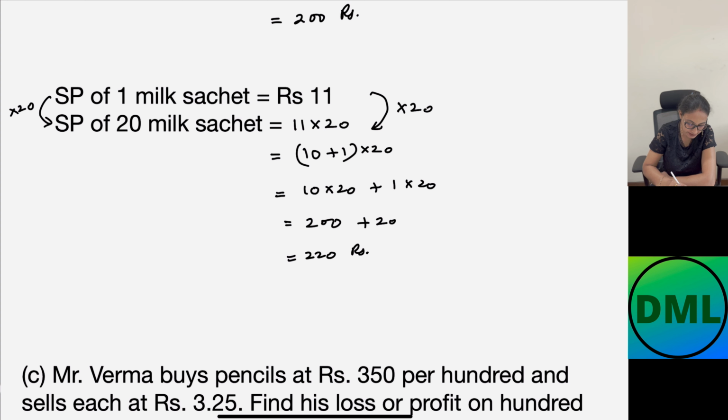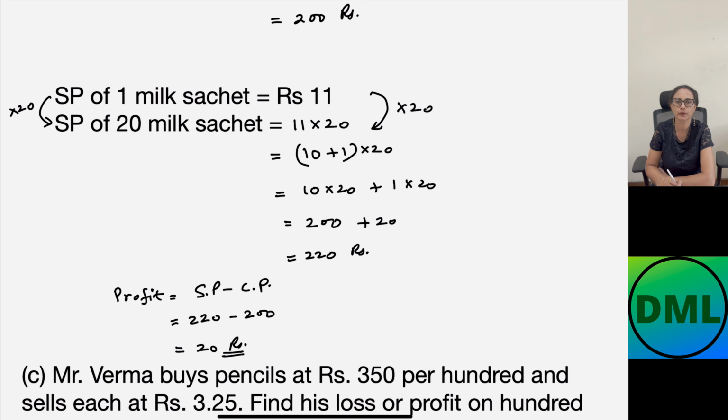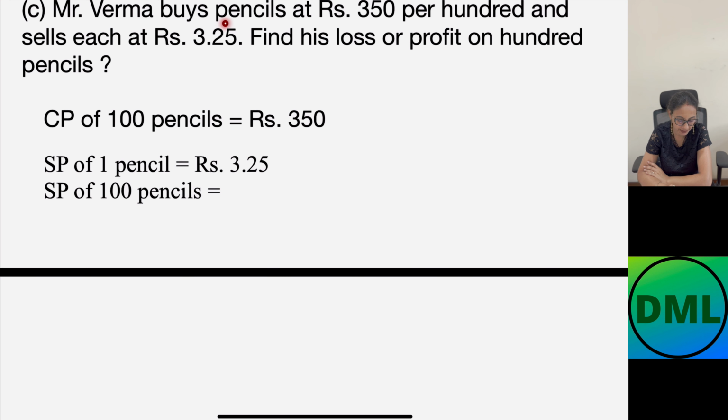Let's write down the answer, profit. Profit is given by selling price minus cost price. Selling price is 220 minus cost price 200. If you subtract it, your answer is 20 rupees. So you have a profit of 20 rupees. Let's see one more example. Mrs. Verma buys pencils at rupees 350 per 100 and sells each at rupees 3.25. Find her loss or profit on 100 pencils.